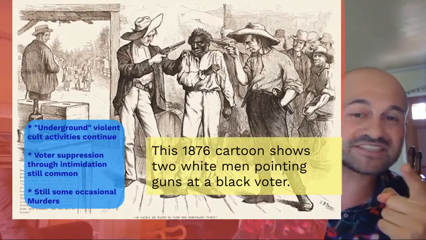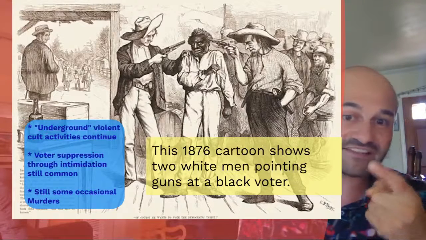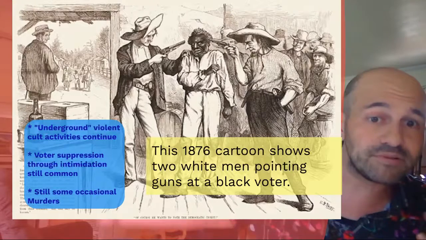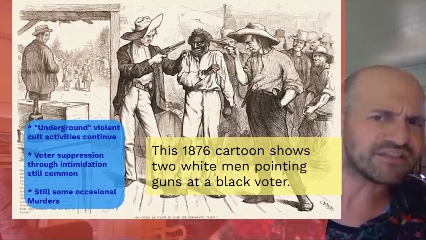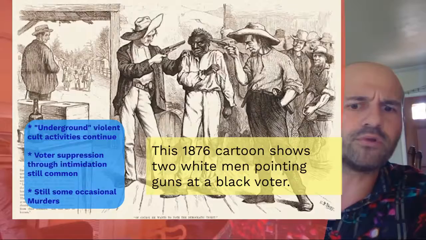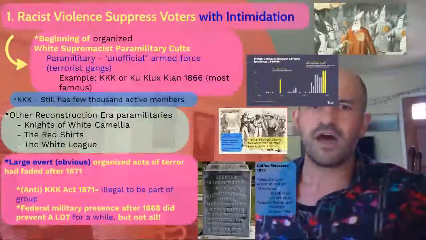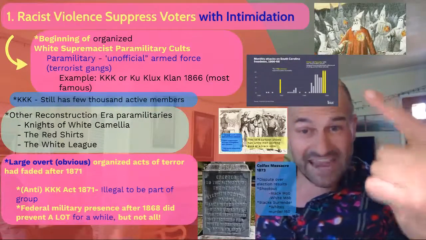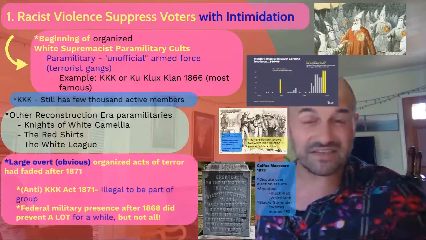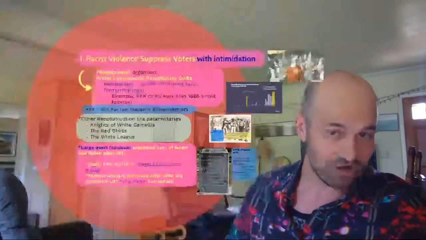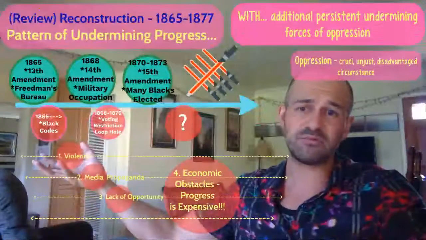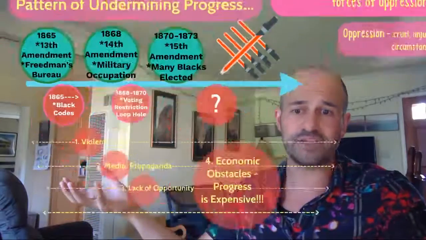And so voter suppression is still definitely common through violence and intimidation. And there's still probably an occasional murder or two. There's still definitely a lot of murders. We'll learn about that in future lessons too. So even though it has subsided after 1868 and after 1870, it's still definitely there. So violence is still a really powerful force of oppression.